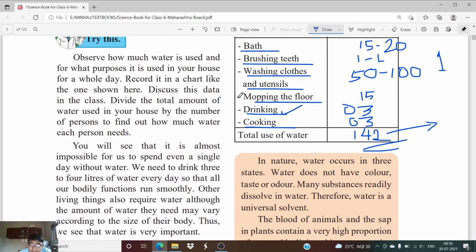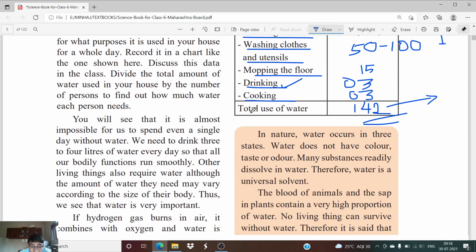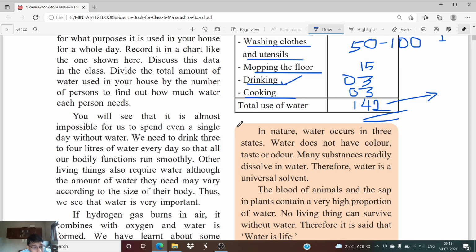By considering this particular table, we can almost say that it is impossible for us to live without water. We can't sustain without water. We need to drink 3 to 4 liters of water every day so that our bodily functions run smoothly. Water is necessary for our body to maintain the body functions properly.